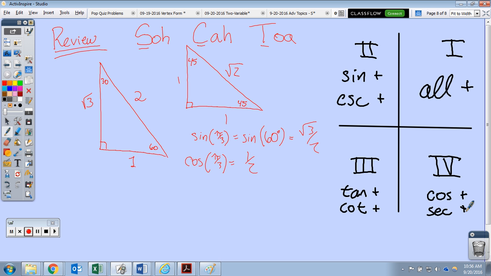Yes, Emily? Sure. Yep, it's available. You have a mnemonic for it, all students take calculus, which is fun. Whatever helps, guys. Whatever helps.